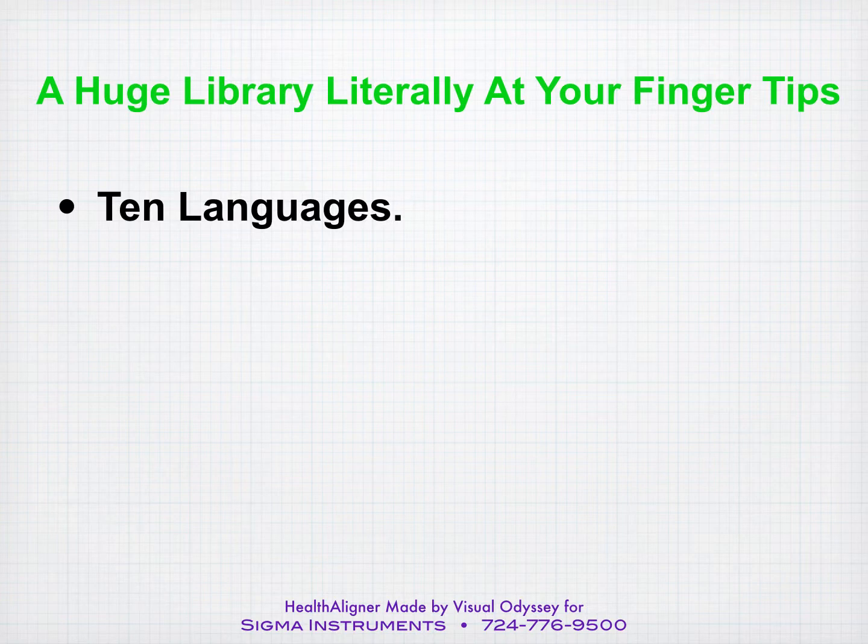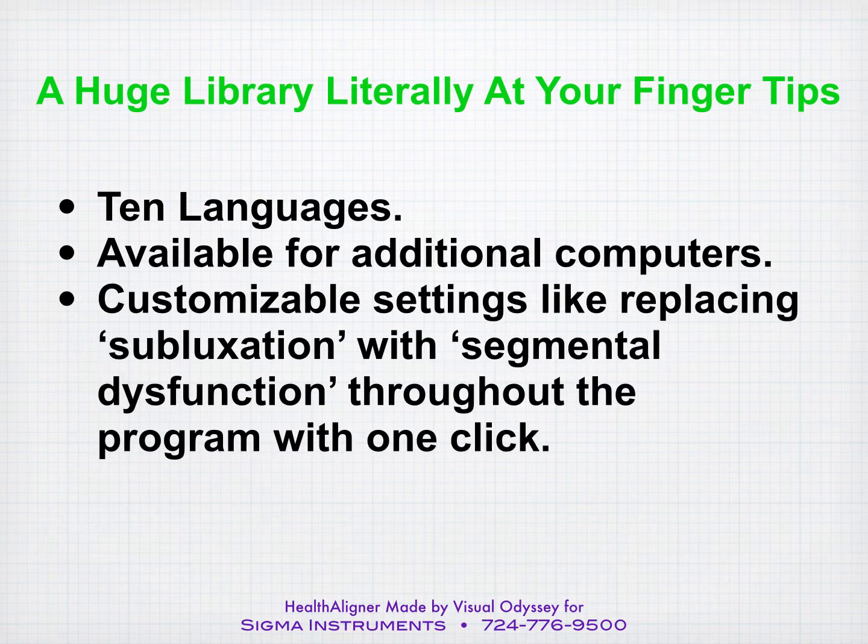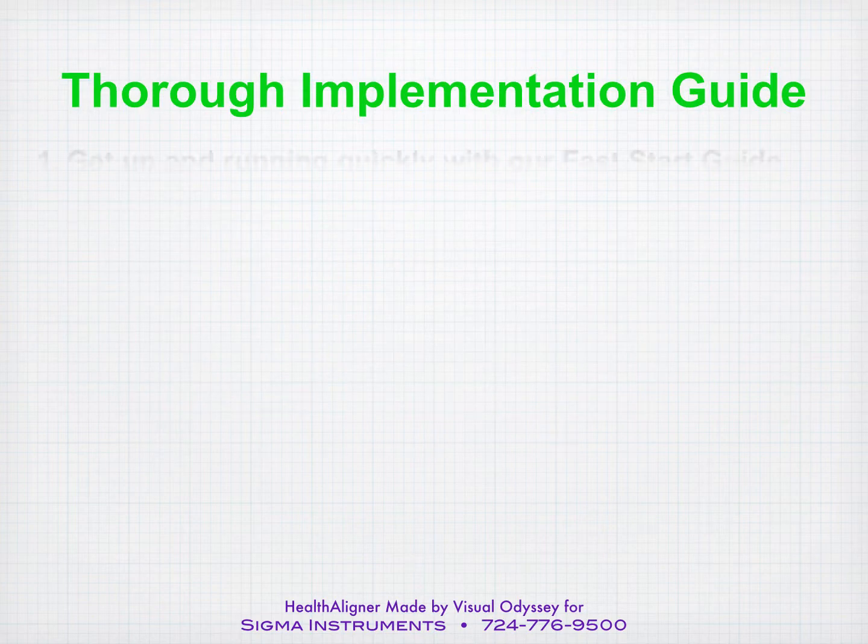And speaking of understanding, many of the pages are in as many as 10 languages. It's available in your office for additional computers, and there's customizable settings, like you can replace the word subluxation with segmental dysfunction throughout the whole program with one click.